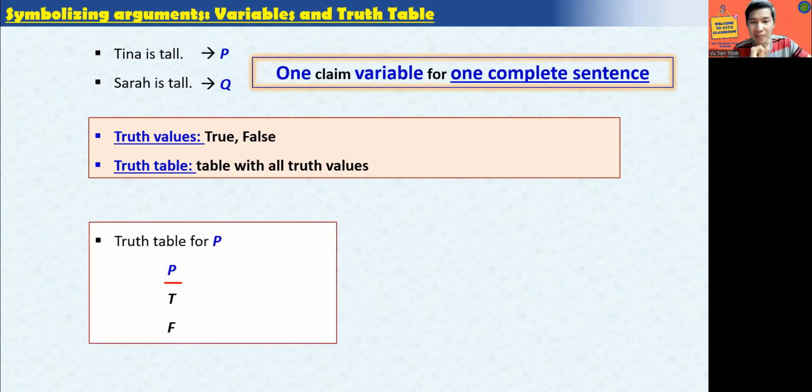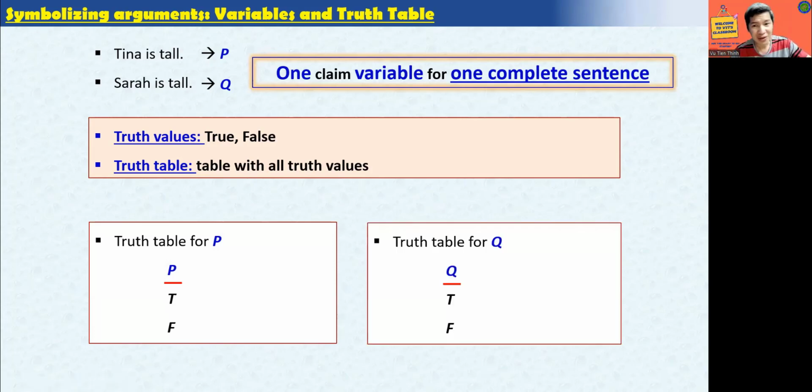Now, the truth table for P, you write P here, and there are two values, right? P, that's true or false. The same thing for Q, we also have true and false. We have two values for one variable. Later, we are going to have more.